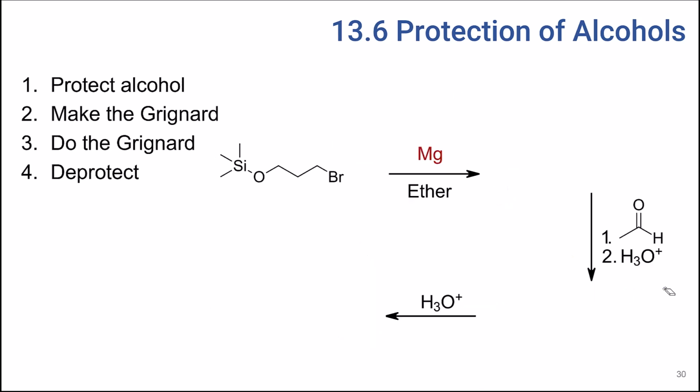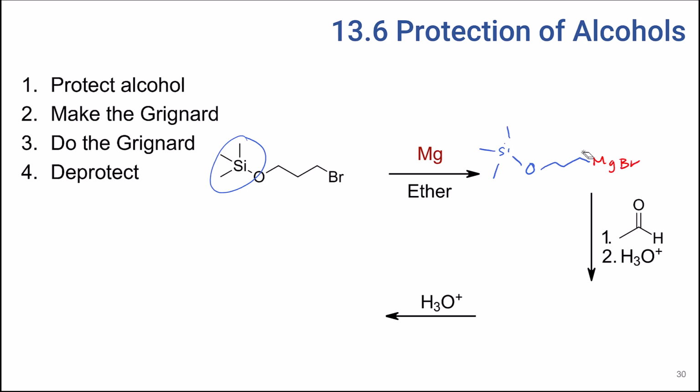So when you're doing a reaction with protecting groups, you first want to protect the alcohol, which we've already done. There's this TMS group on there. Then you make your Grignard if that's what you want to do. So our alcohol doesn't react with the Grignard. And now we have our Grignard reagent. Then we do the reaction.